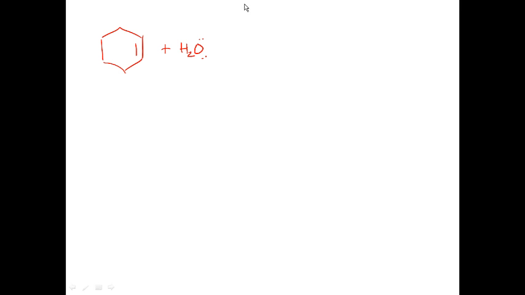Now I have a problem. What I'd really like to do is add the H OH across the double bond to make an alcohol. That's what I'd like to do. But will an alkene react with water? Will these two react together? If you said no, you're right. But why won't these two react together?